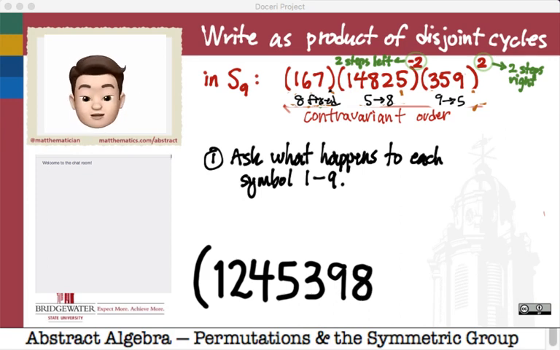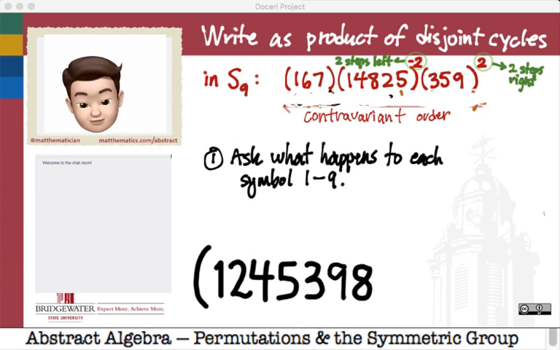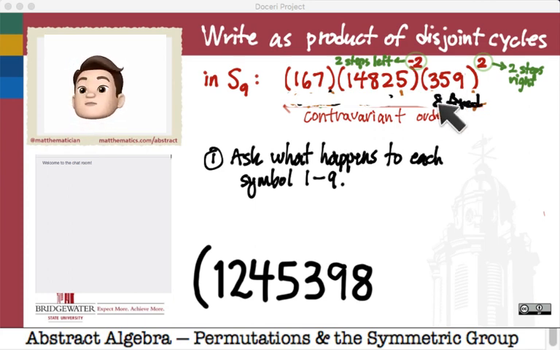I'm building a really long cycle, it turns out here. Where does 8 go? Well, nothing happens to 8 in this first permutation in the line. So I'll just write here 8 is fixed. But then that means that 8 becomes the input for my second cycle, in which I take 2 steps to the left, 1, 2 steps. 8 goes to 1.